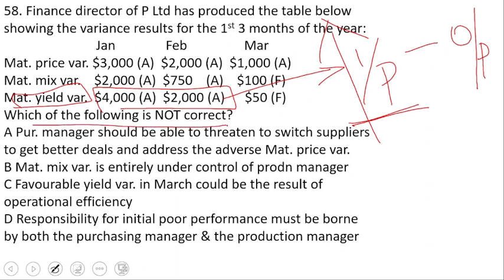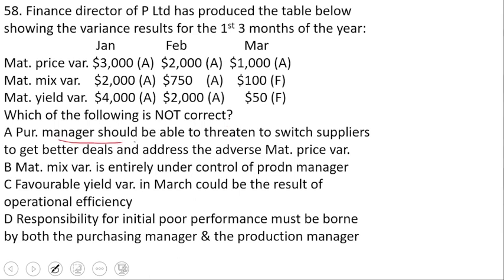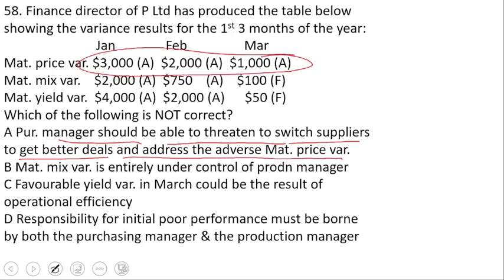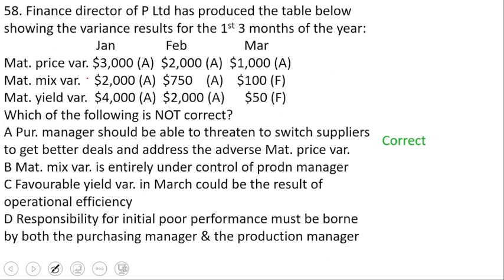So now which of the following is not correct? Purchase manager should be able to threaten to switch suppliers to get better deals and address the adverse material price variance. All the 3 months you've got an adverse material price variance. So definitely the purchase manager should try to get better deals and negotiate for lower prices. So that's right. Now statement B, material mix variance is entirely under the control of the production manager.